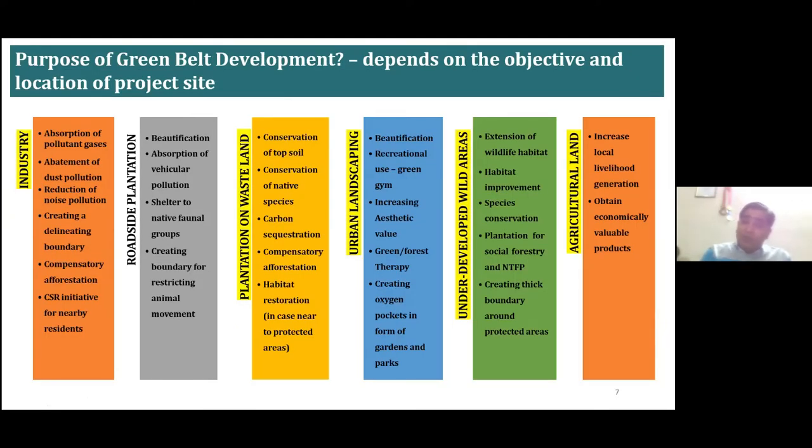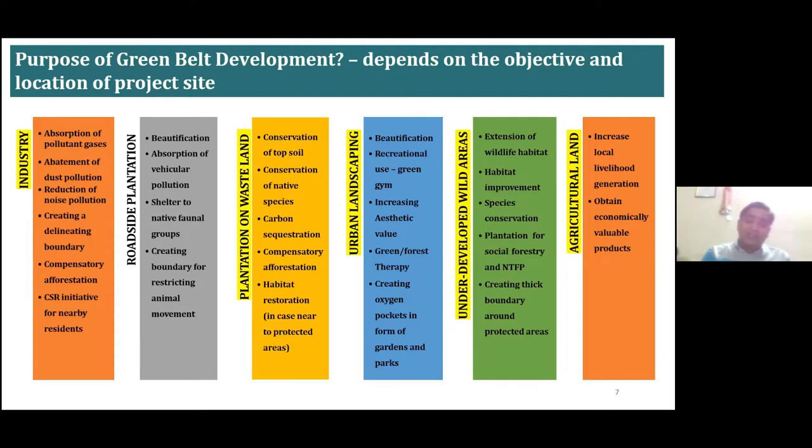So for developing the green belt, the selection of sites depends on the objectives and location of the project site. It is really important. It is the main purpose of the green belt development. If we are selecting species for the industry, we need absorption of pollutant gases, abatement of dust pollution, reduction of noise pollution, and creating a delineating boundary.